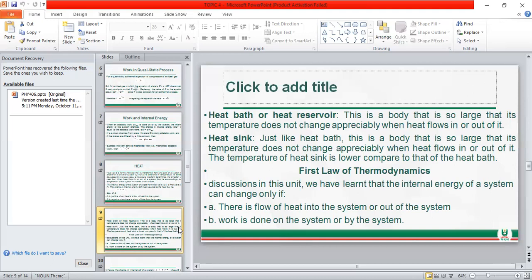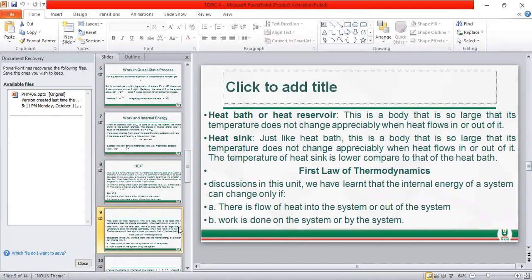Just like its bath, this is a body that is so large that its temperature does not change appreciably when heat flows in or out of it. Now, we notice that the temperature of its sink is lower than that of its bath. So if you want to work with something small, you can use a heat sink. But if you are looking for something large, you use a heat bath.